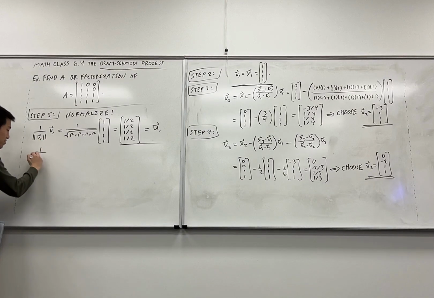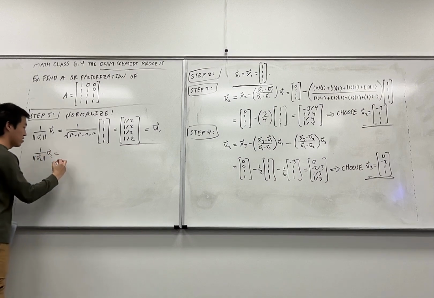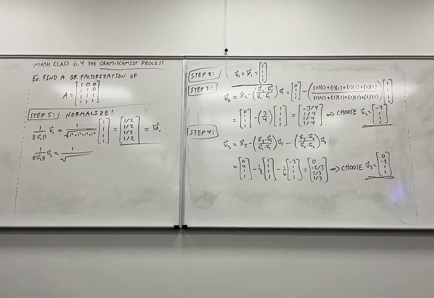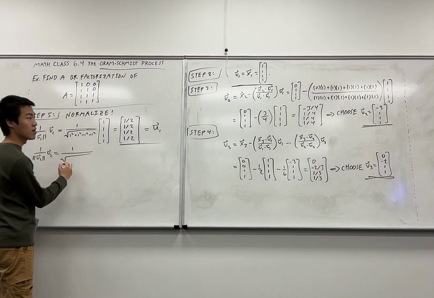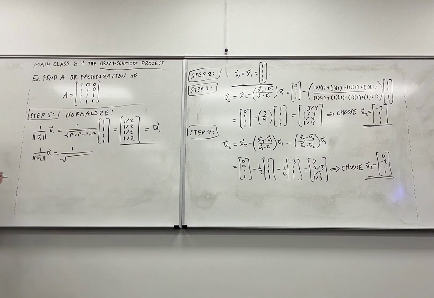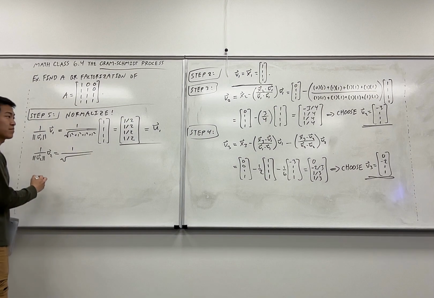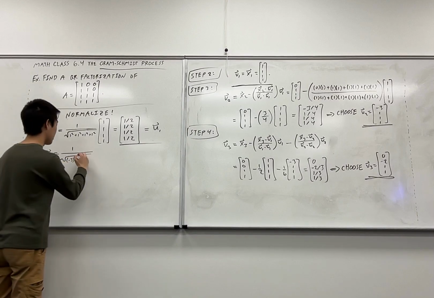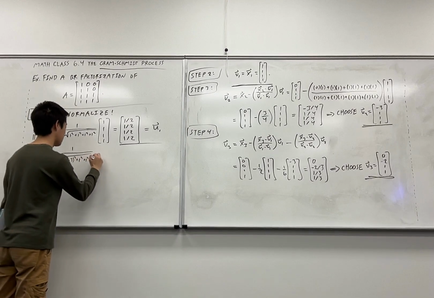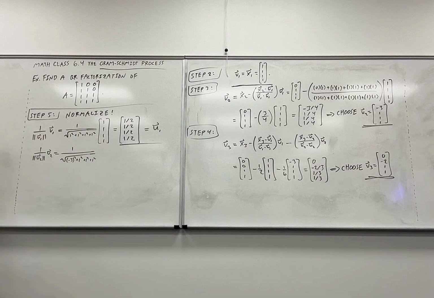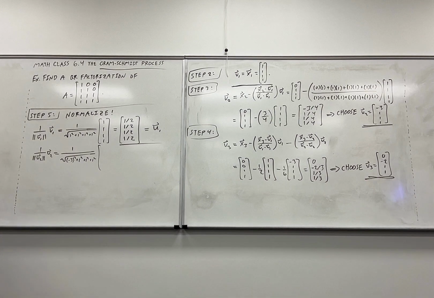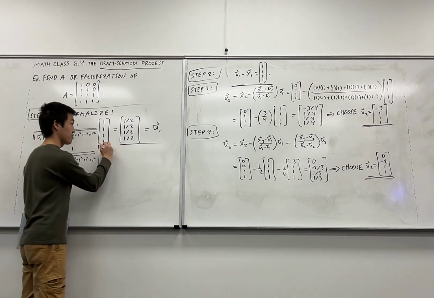1 over the length of V2. 0 squared plus 1 squared plus 1 squared... Why 0 squared? Where's the 0 coming from? V2 is minus 3, 1, 1, 1. Oh, wrong one, you're right. 9 plus 1 plus 1 plus 1, just 12. So radical 12. What's the vector I'm putting here? -3, 1, 1, 1.